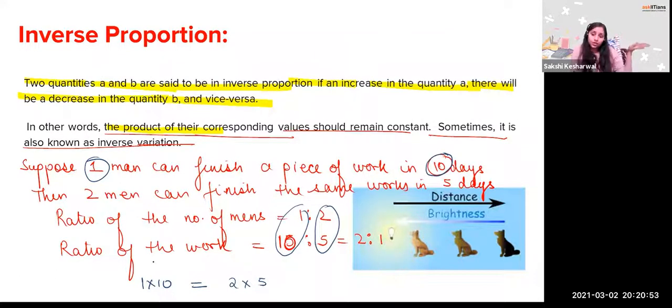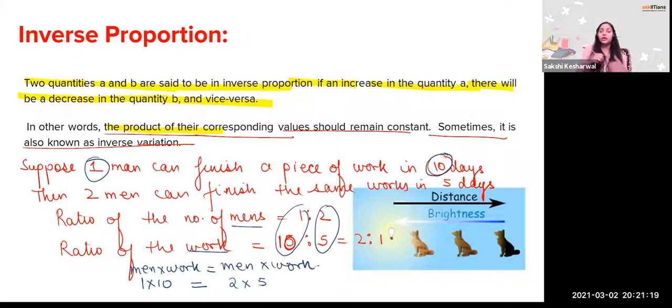In direct proportion, the product of the extremes equals the product of the means because they were equivalent ratios. But here the ratios get inverted, which means this into this equals this into this, because men into work equals men into work. So I think this is very clear. If one is increasing, the other decreases, and if one decreases, the other increases. This is known as inverse proportion.